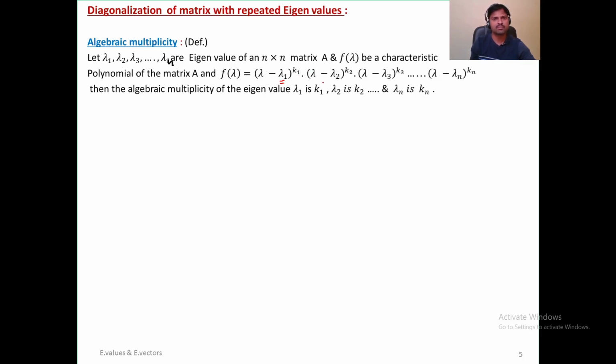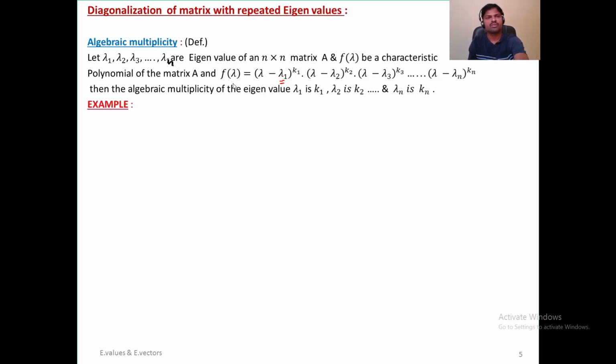Okay, I will give some examples to make it clear. Similarly, lambda 3 is repeating k3 times. Therefore, eigenvalue lambda 3 has algebraic multiplicity k3. Similarly, and so on, lambda n has algebraic multiplicity kn. So this is algebraic multiplicity. To know the algebraic multiplicity of all the eigenvalues of a matrix, first we need the characteristic polynomial or characteristic equation. In that characteristic polynomial, we can find the algebraic multiplicity of each and every eigenvalue.